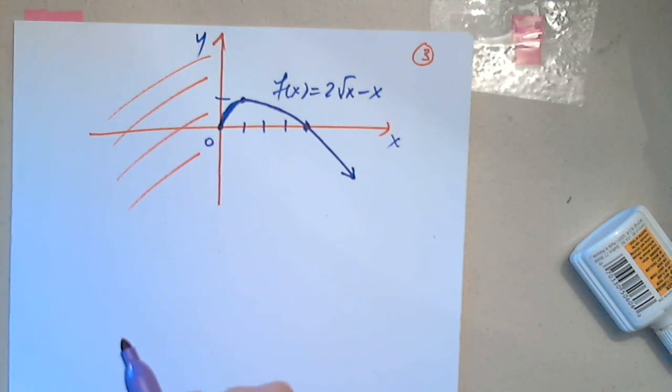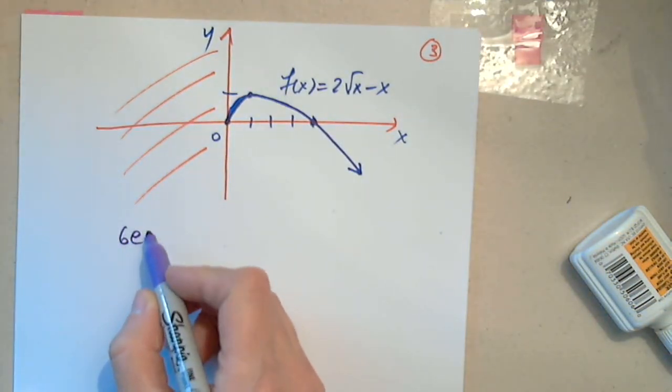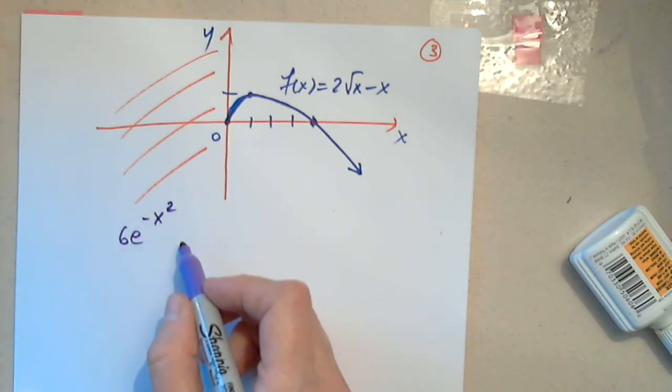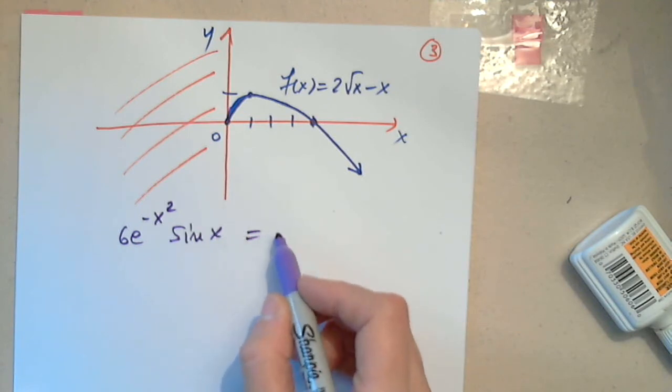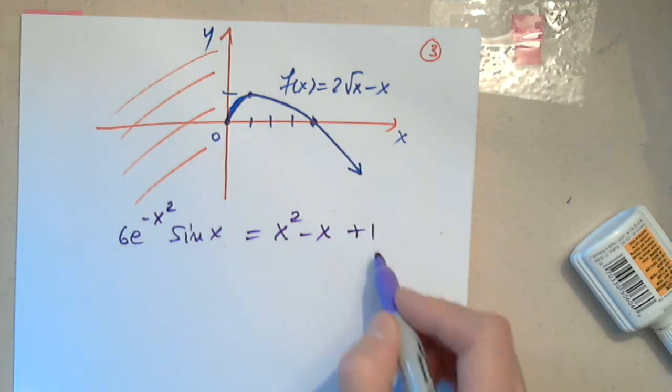Okay. So it's 6e to the -x squared sine x equals x squared minus x plus 1.